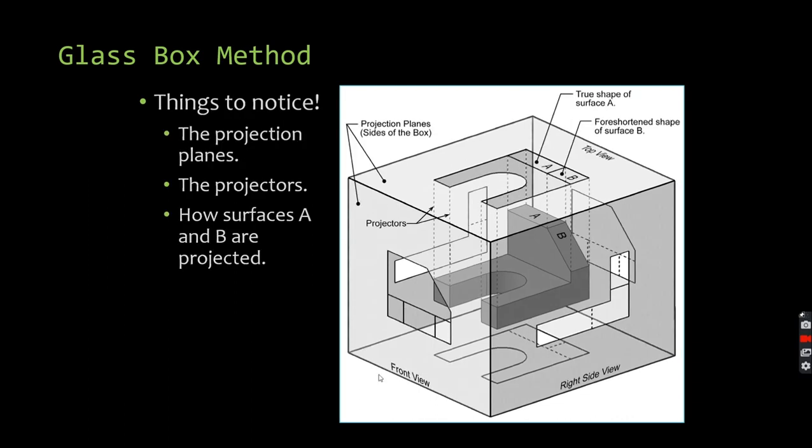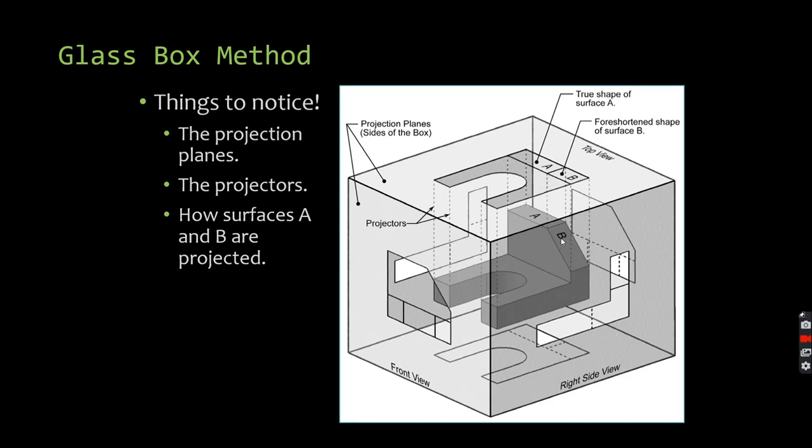Okay, notice the projection planes. These are the planes here. Notice the front view, the right view, and the top view are the 3 projection planes that we had in Inventor. This is where we'll be drawing. Okay, notice how everything is projected from the original object.